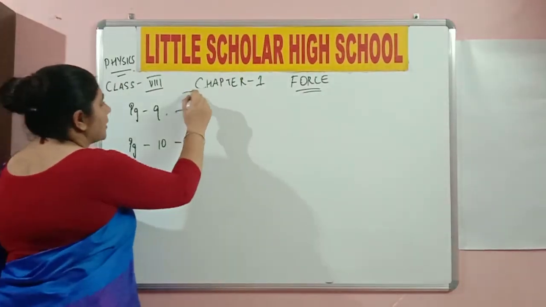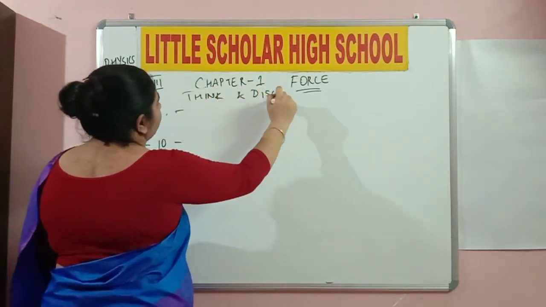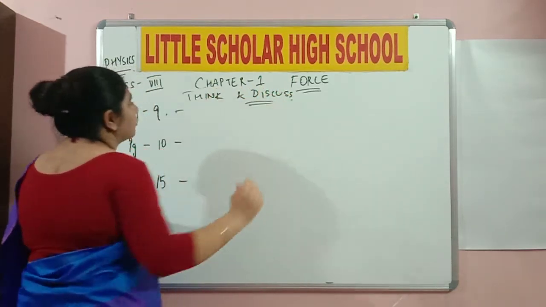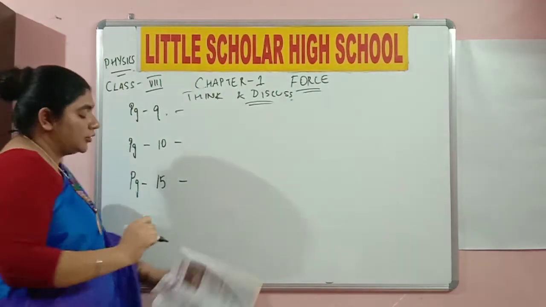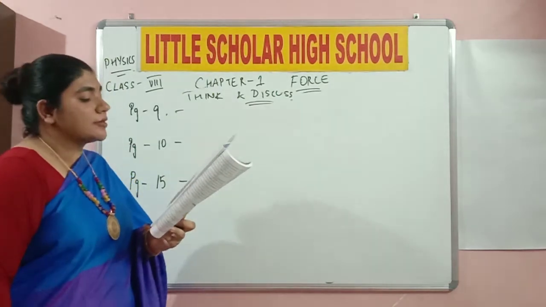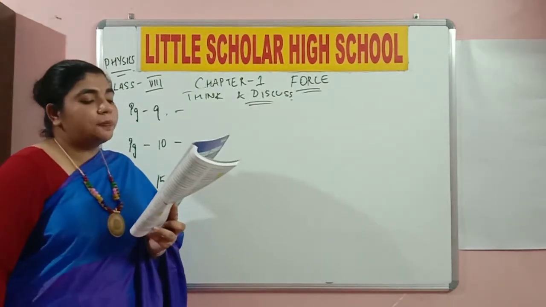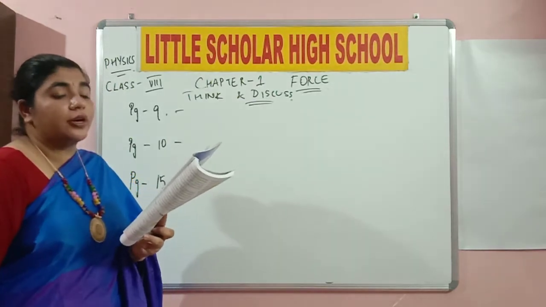So we are discussing think and discuss, and we are going to continue with it. I've done the first two for you on page number 5 and 6. Now we are on page number 9. I'll read the question for you. Page number 9 on the right hand side, class. Think and discuss. A book placed on a table is at rest. Is the force of friction acting on it or not?